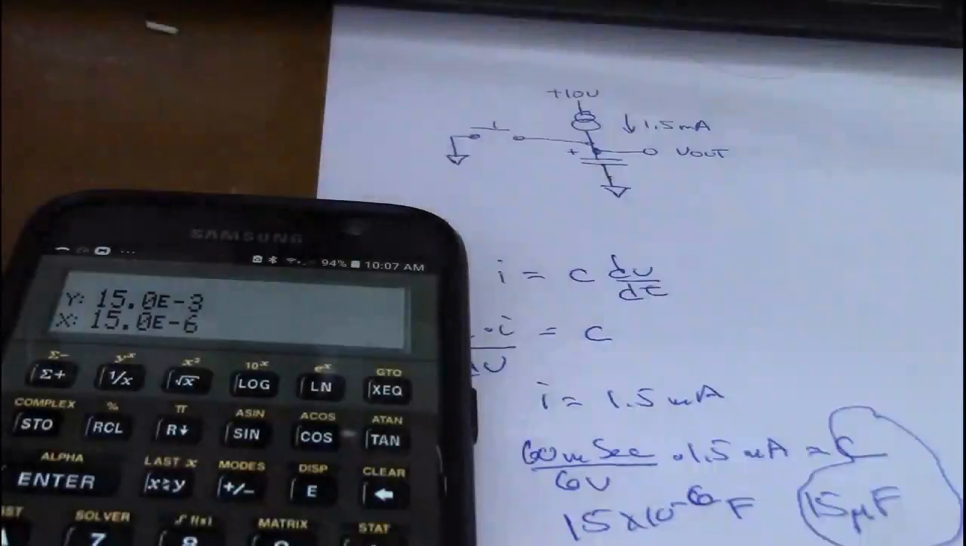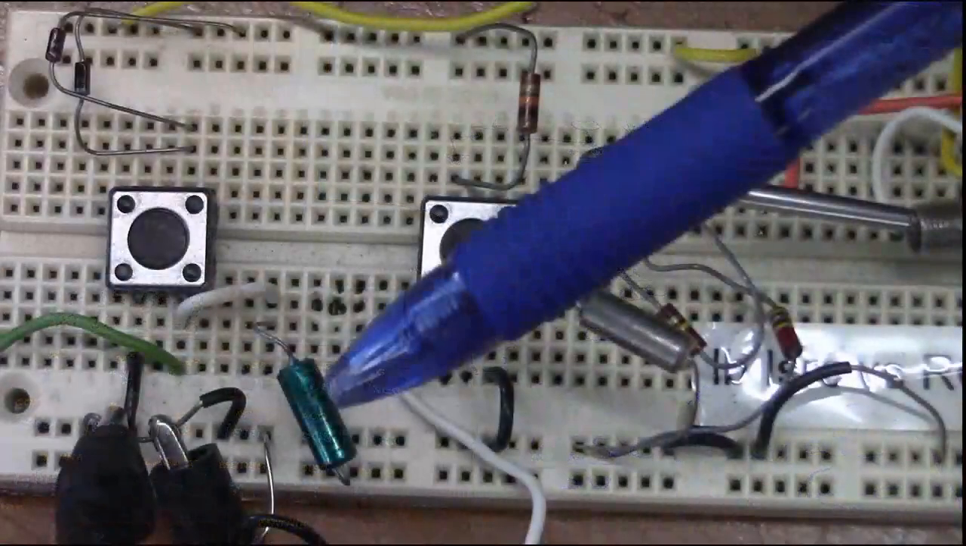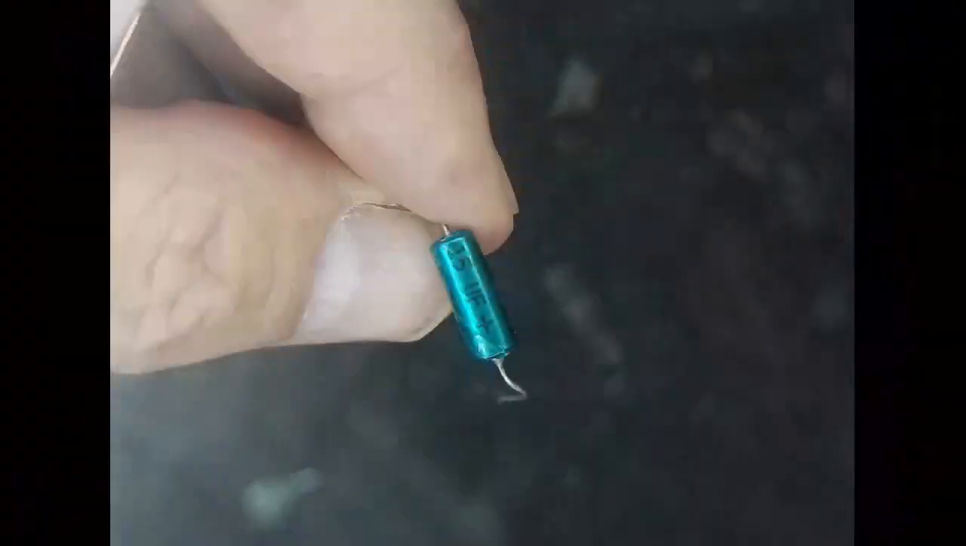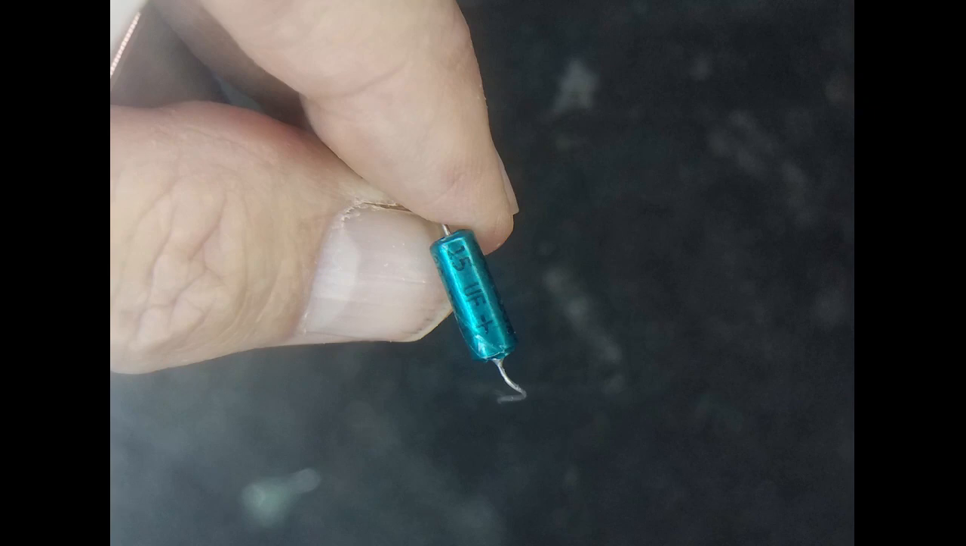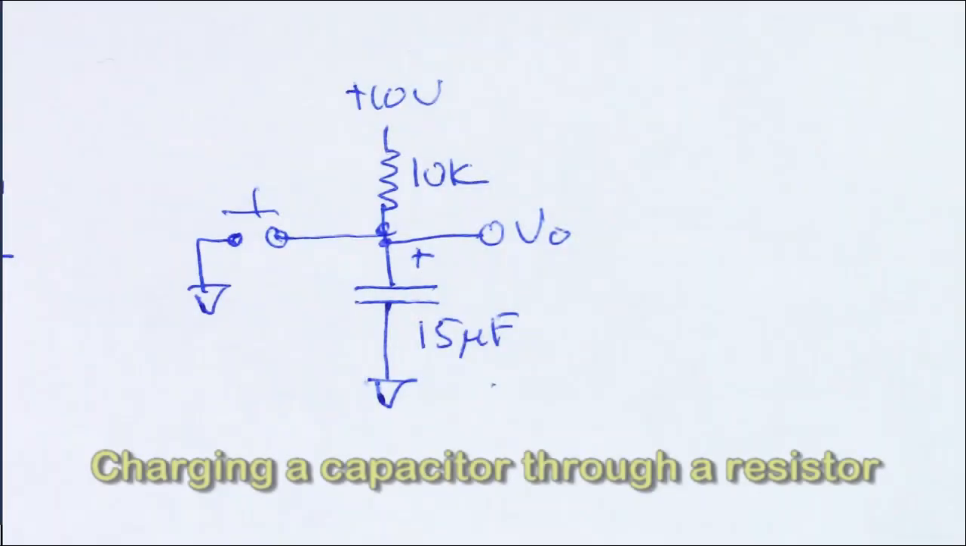Let's see if that's correct. The blue capacitor was the one that was being charged by constant current. If we take it out and look at it under a magnifying glass, we see that indeed it is 15 microfarads. Okay, so now we're going to try an RC.